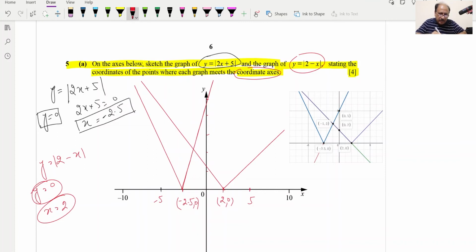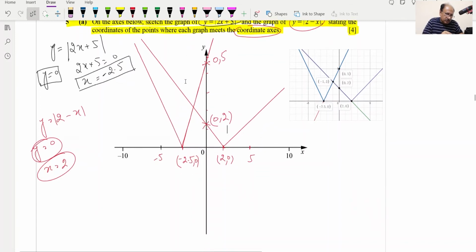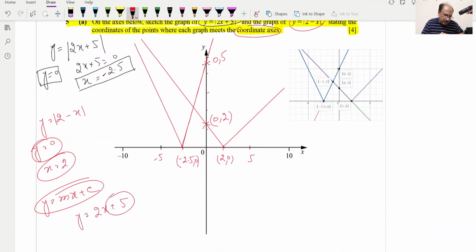So this point will be 0 and 5, and this point will be basically 0 and 2. We can check from these equations also, for example, if we write the equation in y is equal to mx plus c format, we will get these two values, like y is equal to 2x plus 5. So this will be the y-intercept for one equation, and for the second equation, minus x plus 2, this will be the y-intercept for the second equation. And these are the x and y intercepts we have shown over here. Now this part is done.